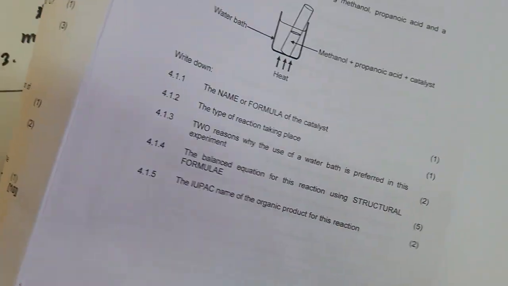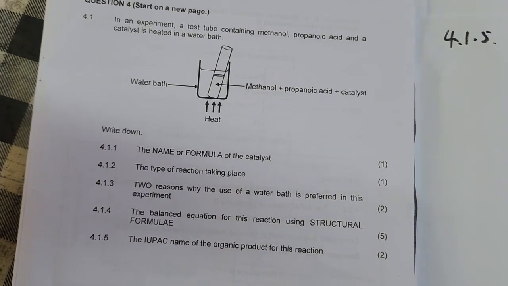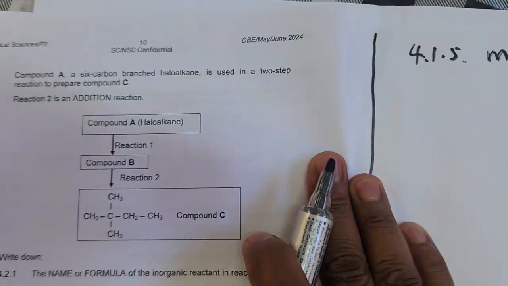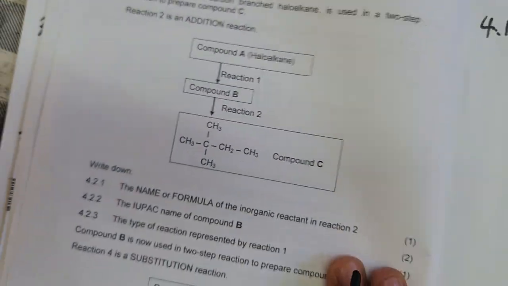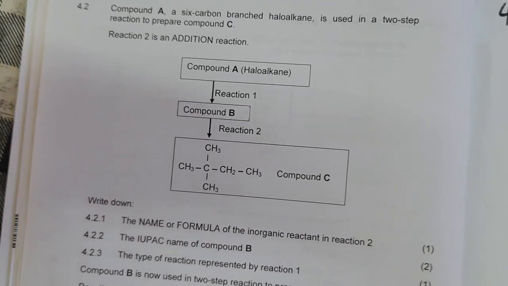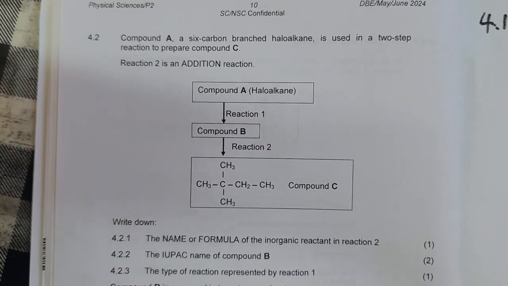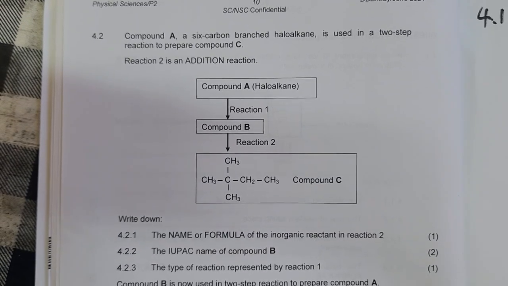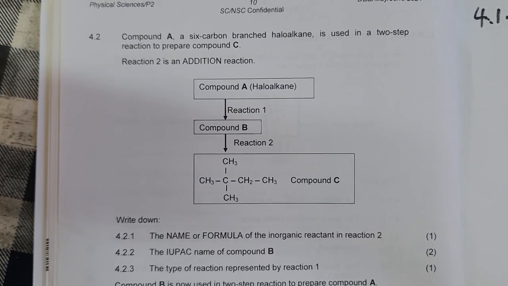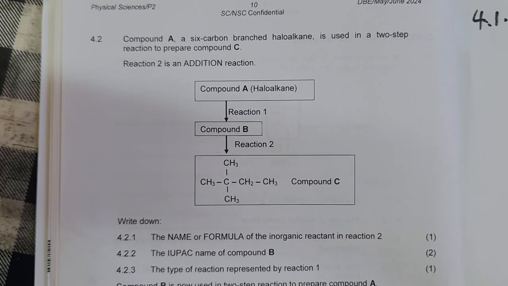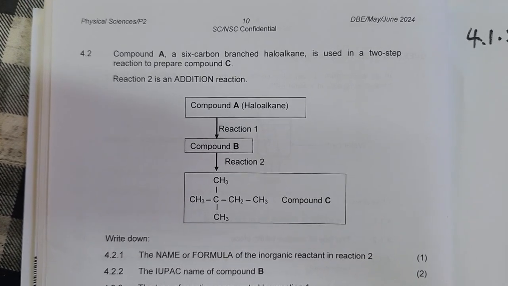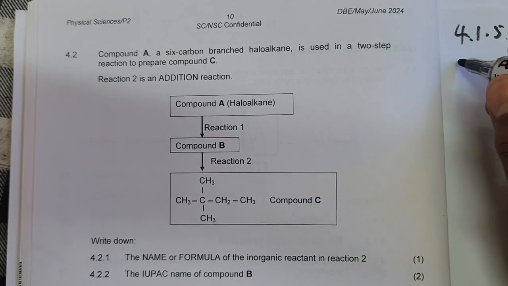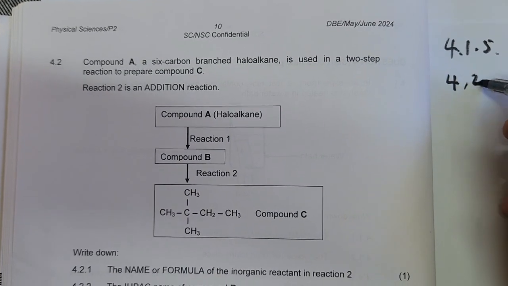And then we move on to the next sub questions. And there are a series of very interesting ones coming now, like these ones. Now they say to us, compound A has 6 carbons. A 6 carbon branched haloalkane is used in a 2-step reaction to prepare compound C. Fine. Therefore, this is part of 4.2.